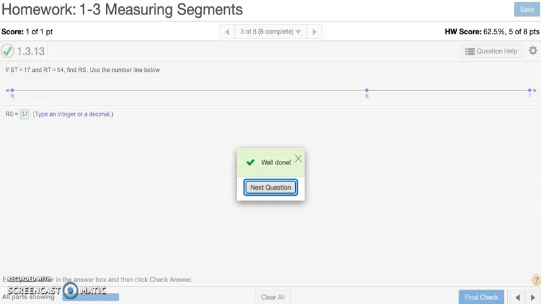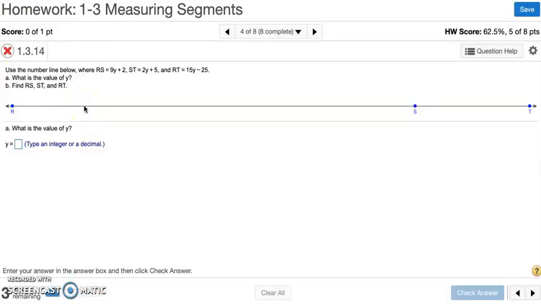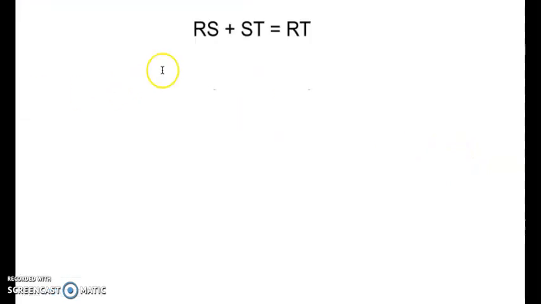And that's number 3. Number 4, use the number line below where RS equals 9y plus 2, ST equals 2y plus 5, and RT equals 15y minus 25. So like the last problem, RS plus ST equals RT. So we have to set up an equation. So here's RS plus ST equals RT. RS is 9y plus 2, ST is 2y plus 5, and RT is 15y minus 25.